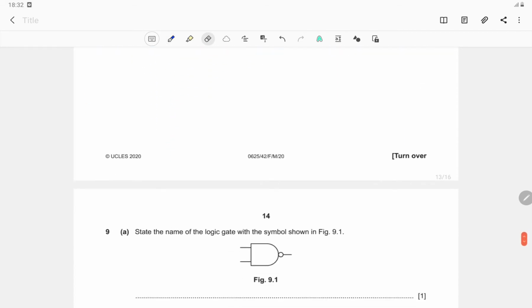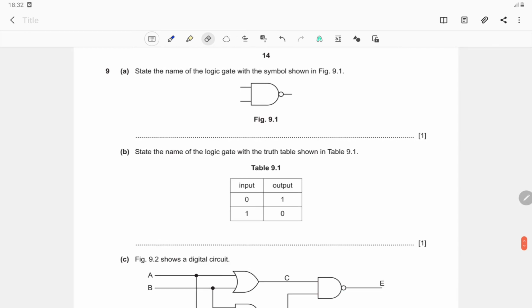Next we can go to question number 9, and question 9 is from the topic logic gates. State the name of the logic gate with the symbol shown in figure 9.1, and it's a very easy question, and the gate is NAND. Part B, state the name of the logic gate with the truth table shown in table 9.1. As you can see in the truth table, there is only one input and the output is the inversion, or the inverted value, of the input, so it is a NOT gate. So you can write down NOT.